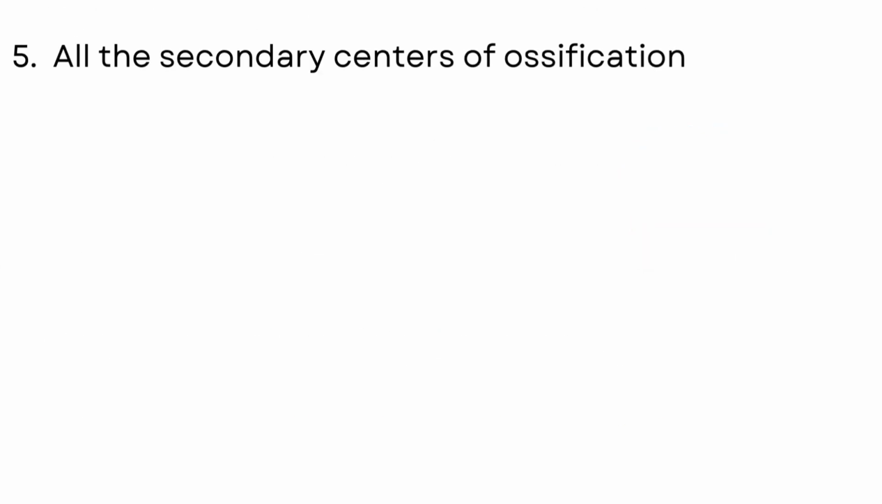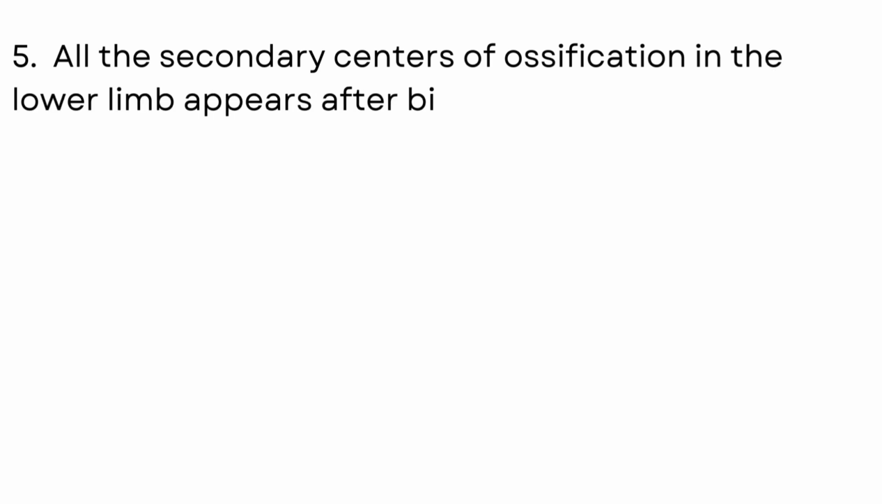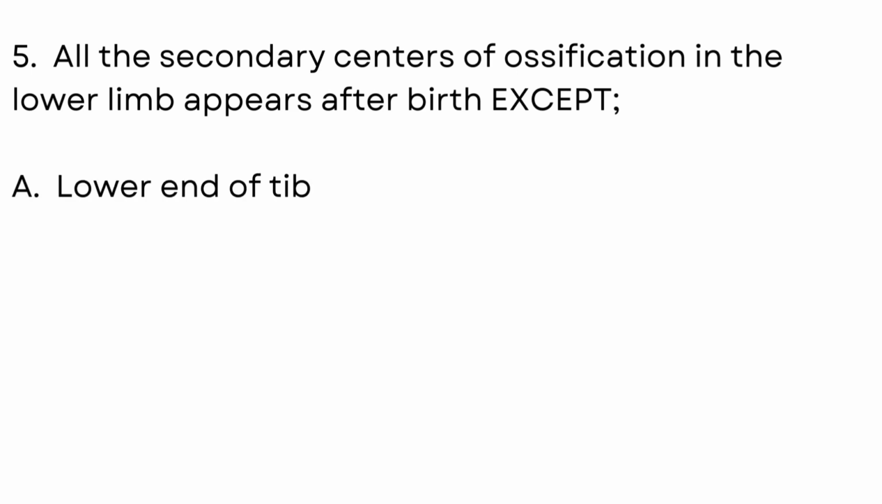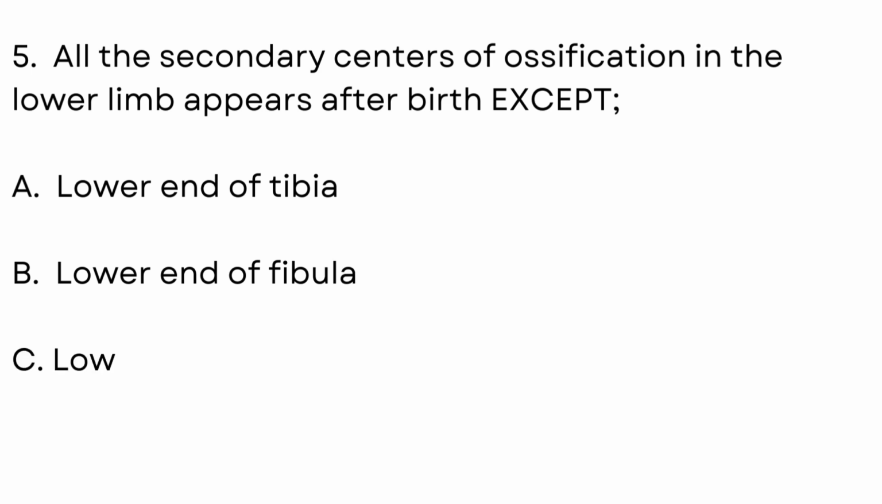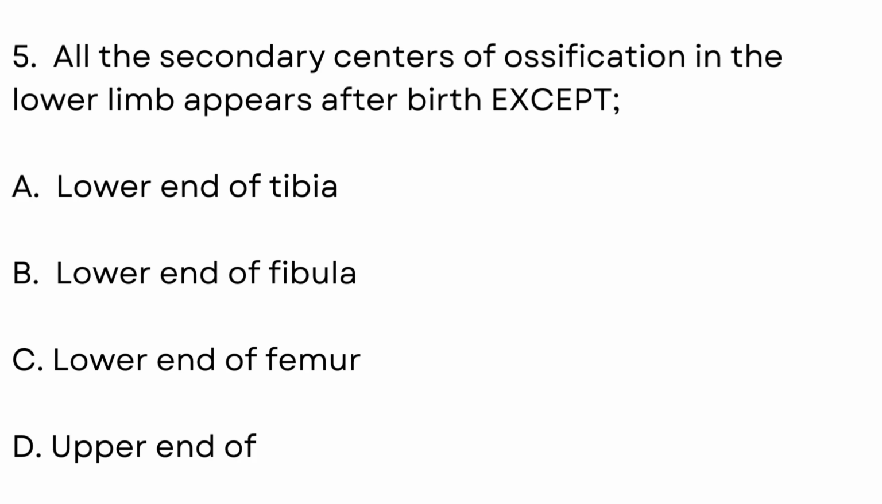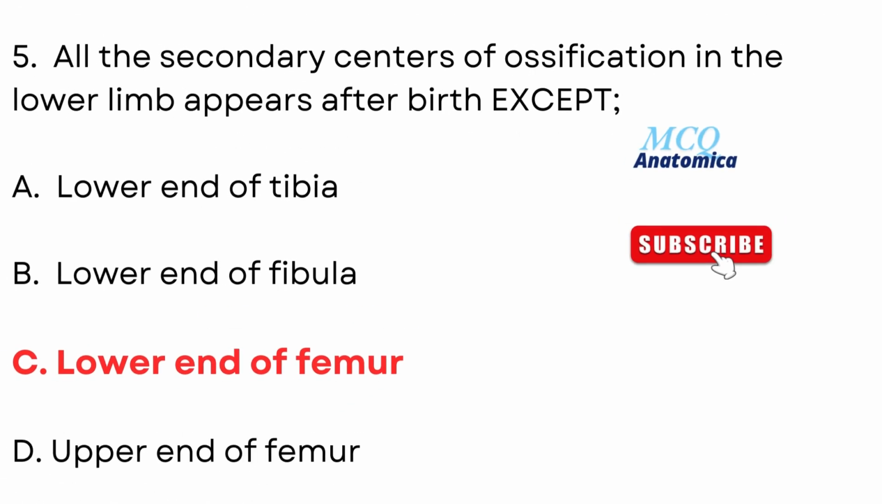5. All the secondary centers of ossification in the lower limb appear after birth except A. Lower end of tibia. B. Lower end of fibula. C. Lower end of femur. D. Upper end of femur. The answer is C. Lower end of femur.